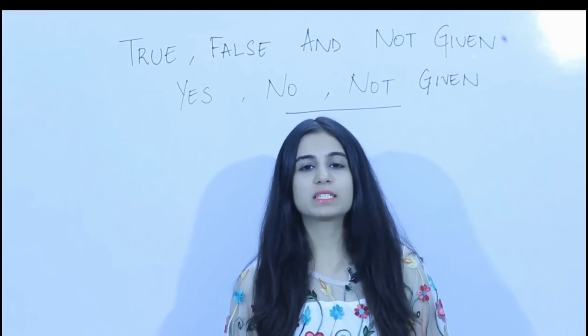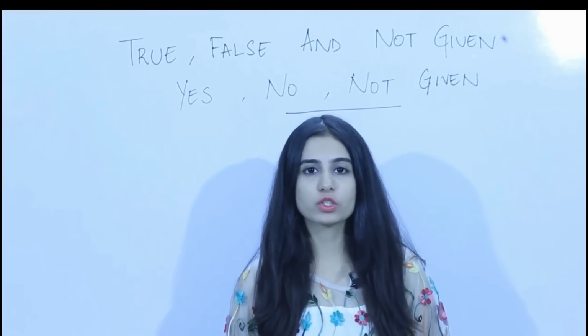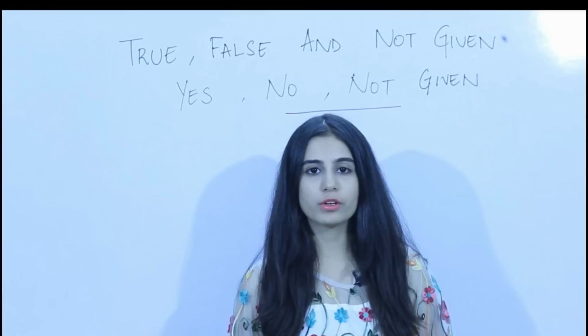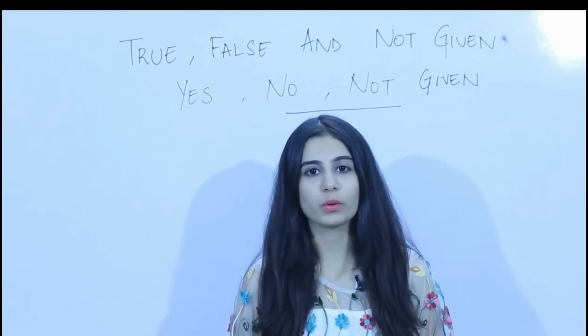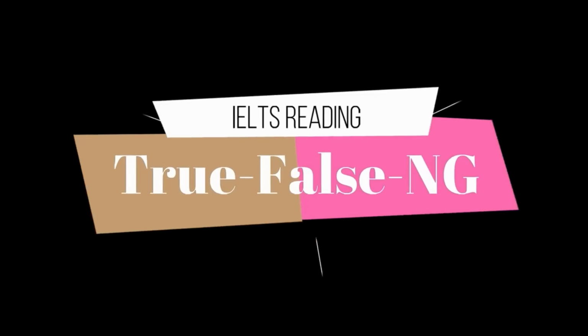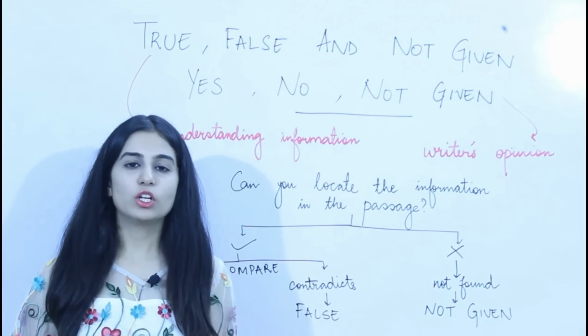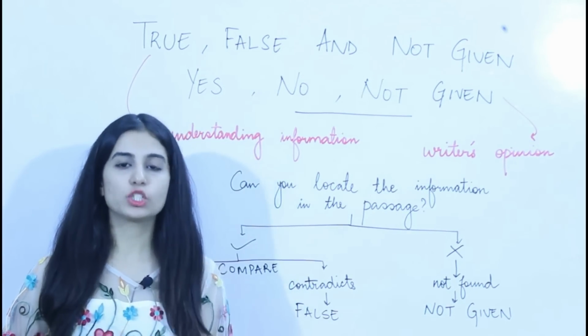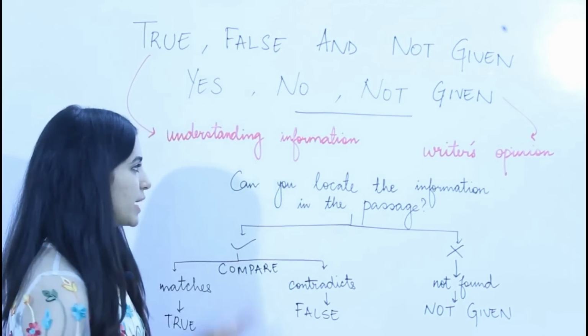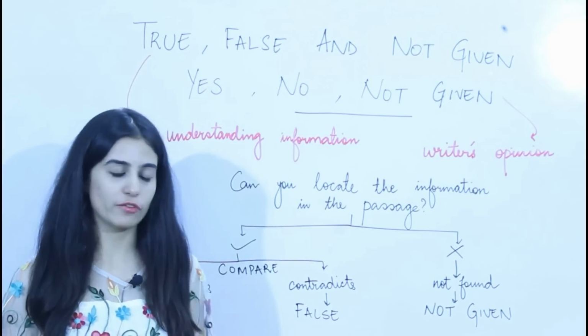So today we'll be starting with the first kind of question, which is yes, no, not given, or true, false, not given. Let's get started. Let's just have a look at a flowchart which will ease your task of finding out if a statement is true, false, or not given.